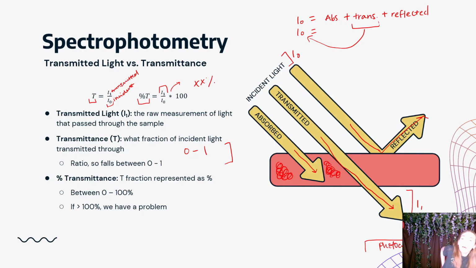Okay, it's fine. If your transmitted light is greater than your I naught, that shouldn't be happening. That's how you would get a number greater than 1 or a percentage greater than 100%. Shouldn't happen. If you get that, check yourself, because that's wrong, and that's a problem.